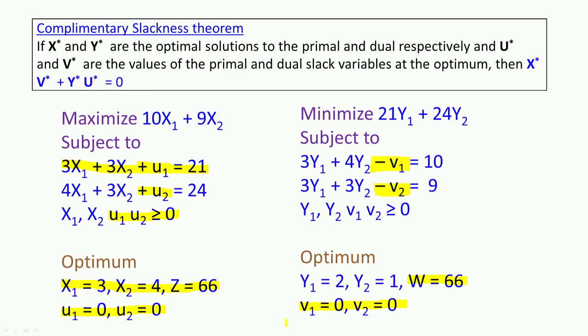Now, let us go and check. x1 is equal to 3, v1 is equal to 0, so x1 v1 is 0. x2 equal to 4, v2 equal to 0, x2 v2 is 0. y1 equal to 2, u1 equal to 0, y1 u1 is 0. y2 equal to 1, u2 equal to 0, y2 u2 is 0. So, we see that at the optimum the complementary slackness conditions are satisfied.